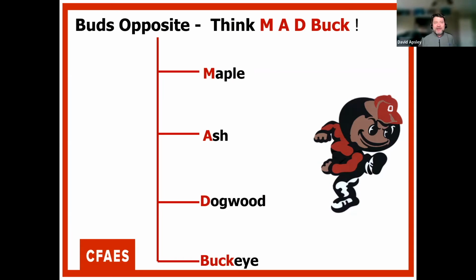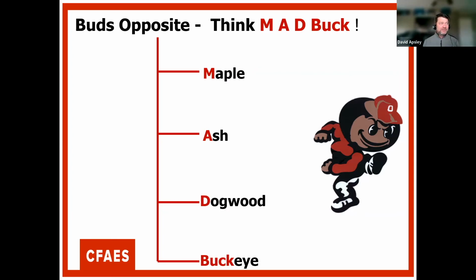Good way to remember that: remember MAD BUCK? These are the main ones, not all of them. But of the trees, this works pretty well. Maples, ash, dogwoods, and buckeyes are all opposite. Leaves are going to be always paired. Buds are going to be paired. Where you have one, you're going to have one on the opposite side.